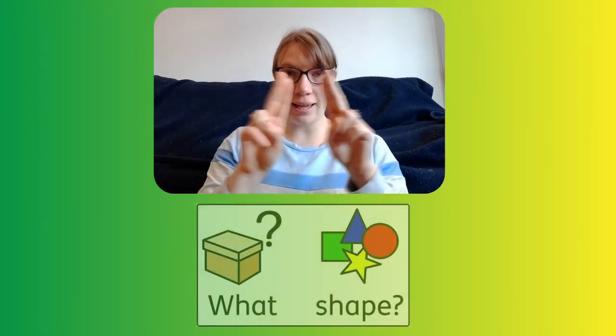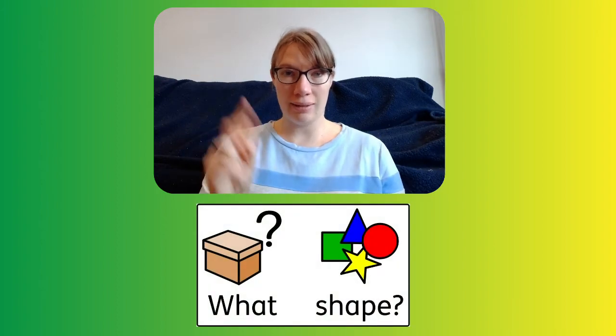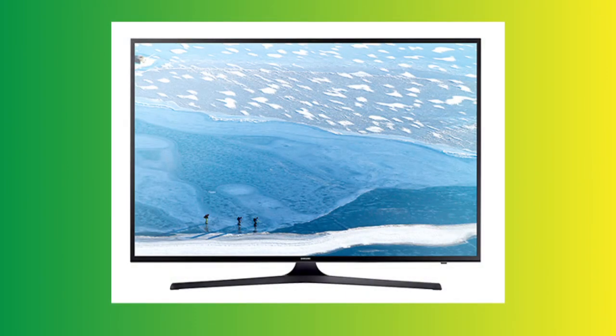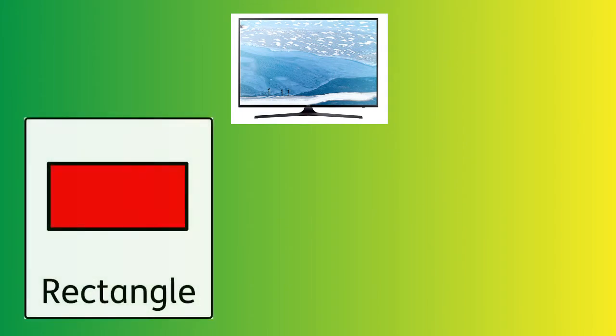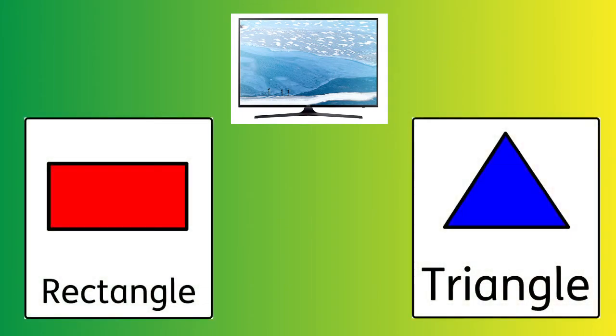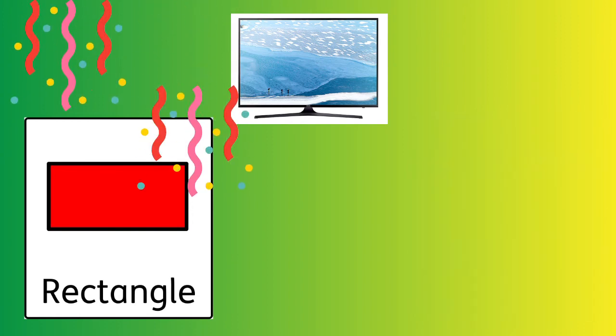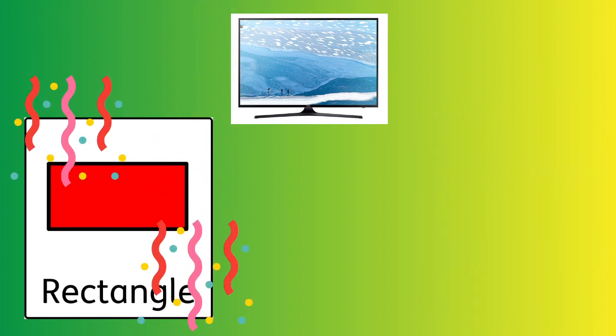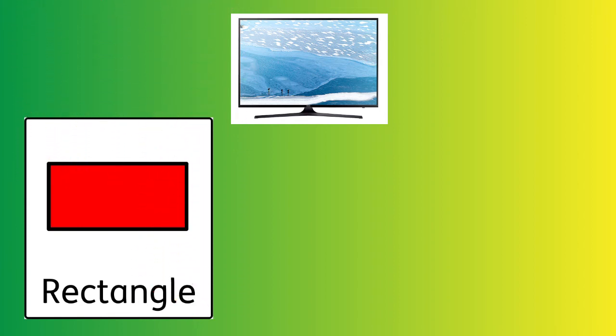What shape can you see? Is it a rectangle or a triangle? That's it. It's a rectangle.